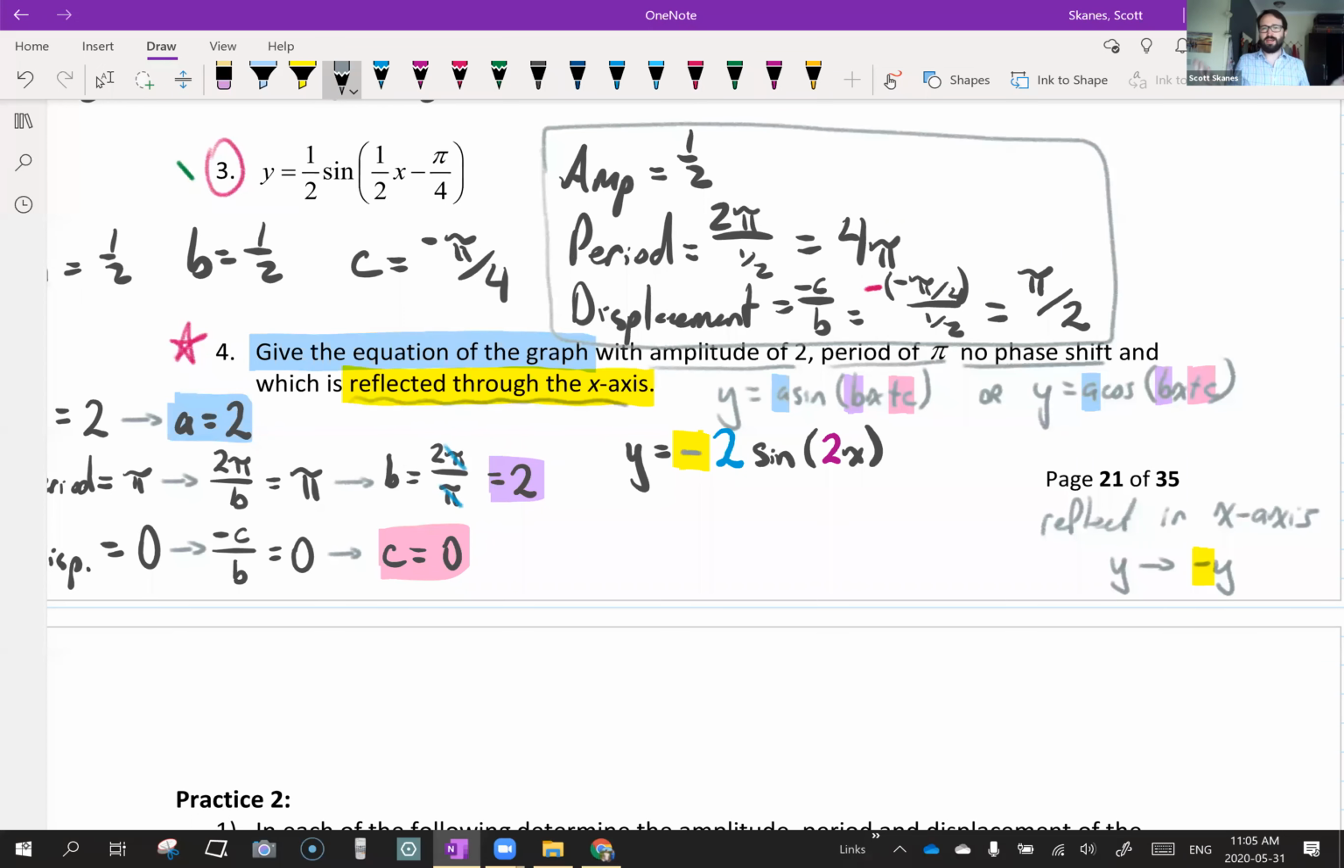If you have a reflection of the x-axis, just put a negative on the front and you're fine. Or let me just go ahead and fill in the same thing for cosine here. Very simple. You can use whichever one you want. It'll be negative 2 cosine 2x, and you get the same thing.